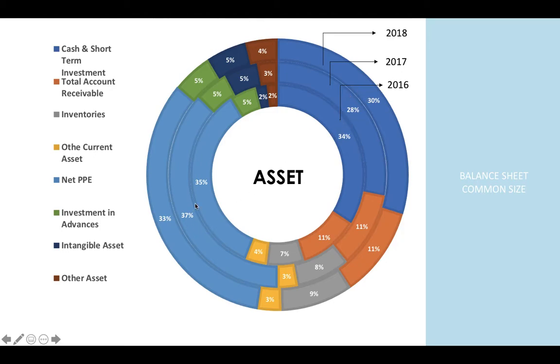As we know, Samsung Electronics sells many electronics items, so it is proper that the company has a lot of net PPE because they need fixed assets to produce their products. For the other assets, there are no significant changes from year to year.